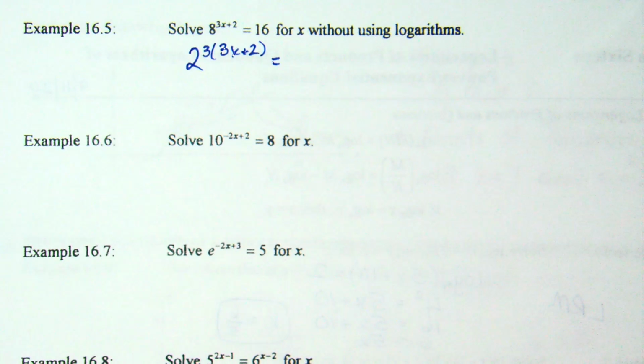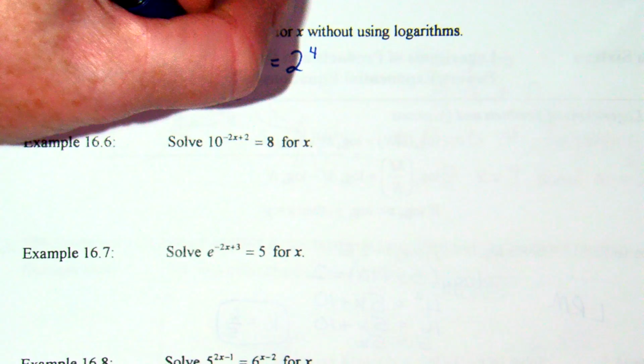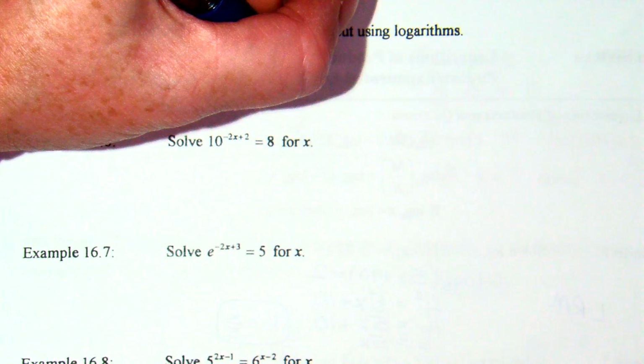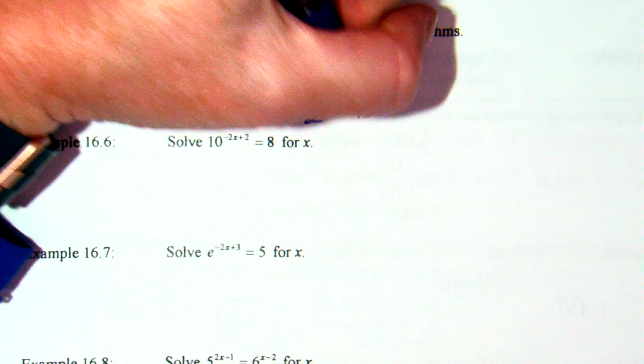Surprise, surprise. They can be rewritten with like bases. If the bases are the same, you can drop the bases and just set the exponents equal to each other. So now I have 9x plus 6 equals what? 4. Okay. 9x plus 6, we're going to subtract 6. So 9x equals negative 2. Divide, and x is negative 2/9.